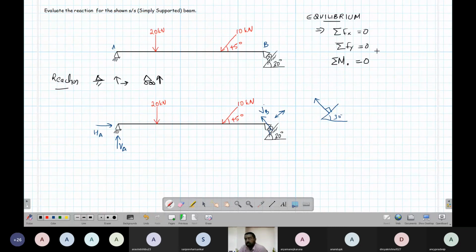These three equations. If we solve these three equations, we are supposed to get these three values. Okay. Now that means this is x component, this is y component, this is z component. So what we will do, we will just simplify this.